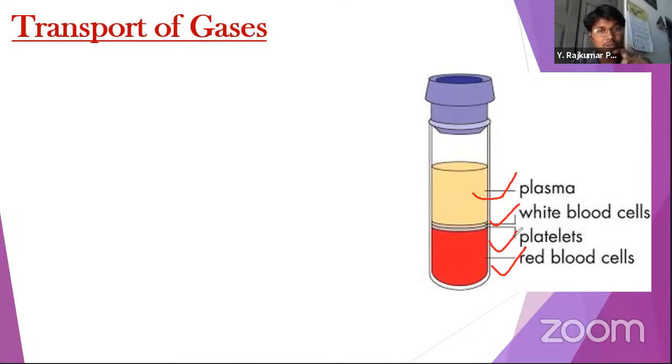Carbon dioxide also enters the red blood cell, but most of the carbon dioxide is carried with the help of plasma, whereas most of the oxygen is carried with the help of hemoglobin, which is present in the RBC. So RBC is the carrier of oxygen. Okay, so let's see what we are going to learn in the exchange of gases.